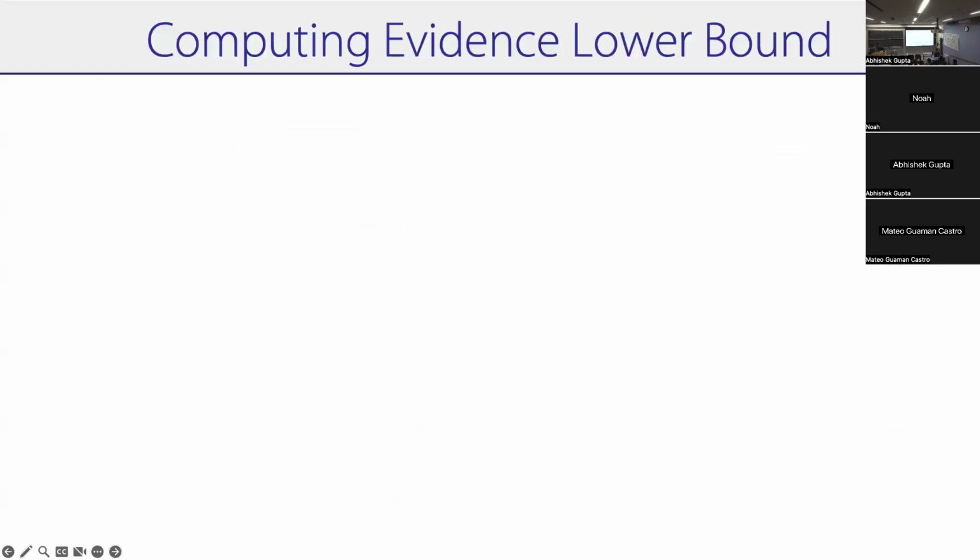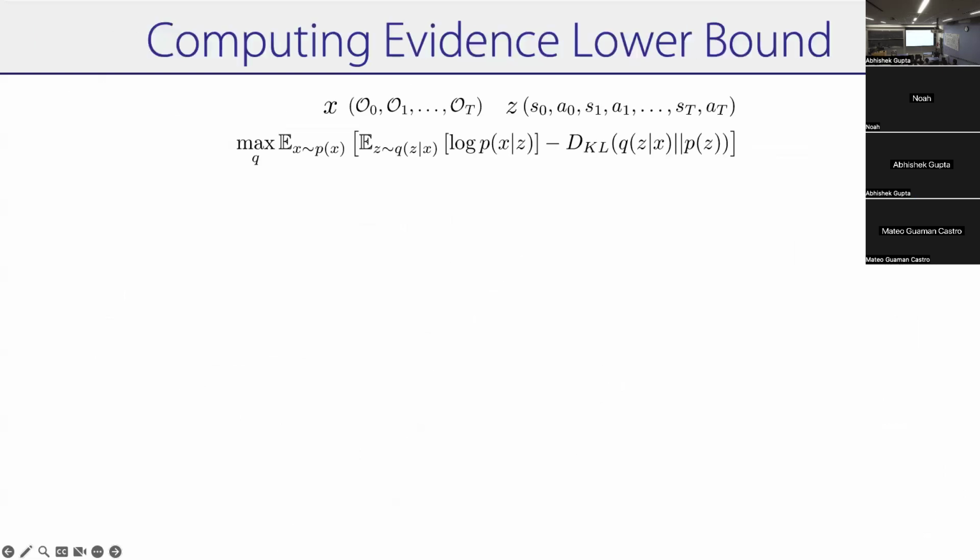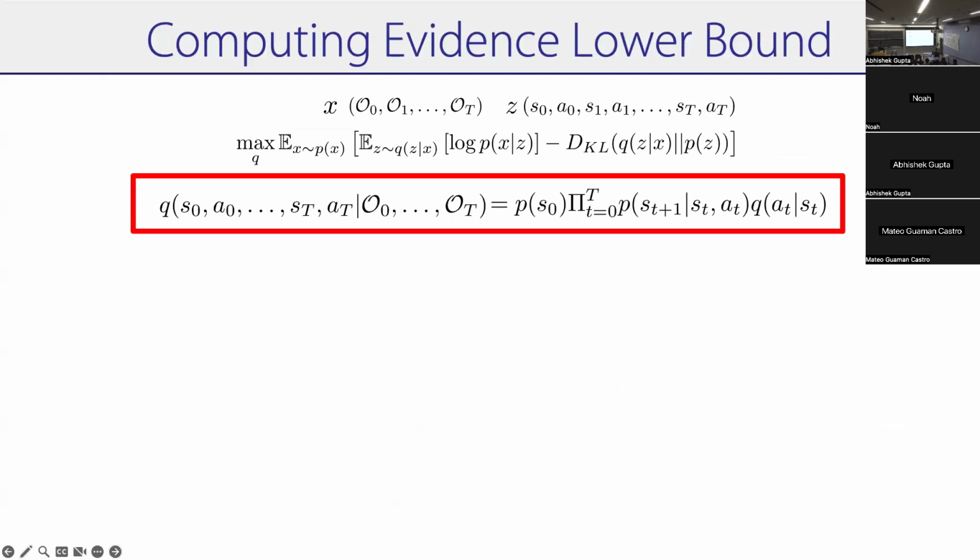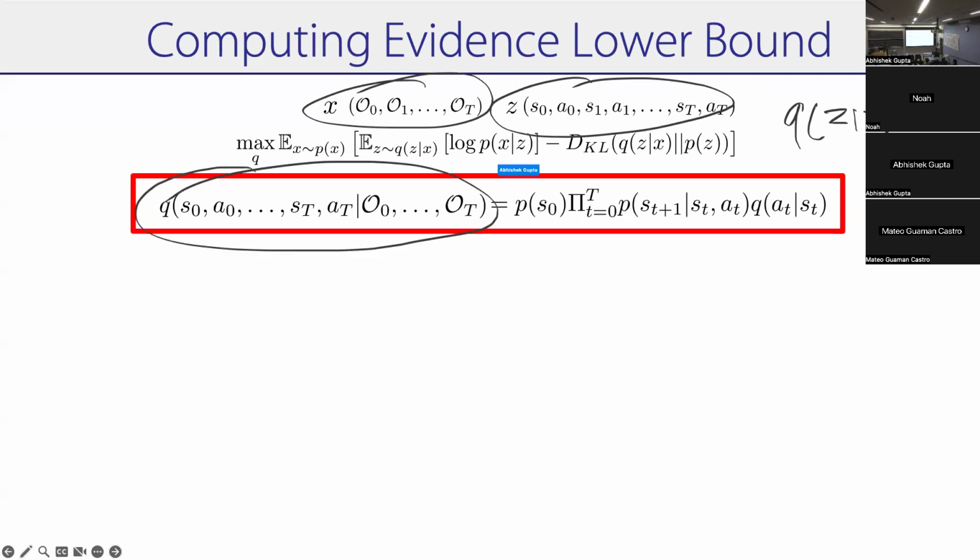And then let's do a little bit of algebra here, right? So what we're going to do is we're going to choose a particular form of our q. If you remember our q, it's a q of z given x. In our case, Z is states and actions, X is optimality. That's a Q of states and actions given optimality, right? And so we're going to choose a particular form for this Q. It's an approximation. You can choose whatever form you want. And our form is going to be a product of the initial state likelihoods times the transition likelihoods times a Q of AT given ST, which is basically your policy.